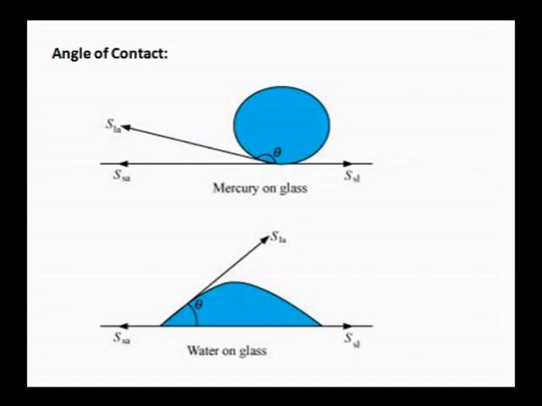Whereas for water, the angle of contact is less than 90 degrees. Normally, the angle of contact for water is taken as 0 degrees, and for all other liquids it lies between that of water and mercury.